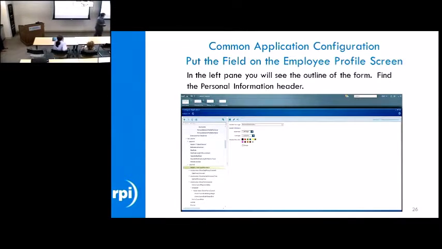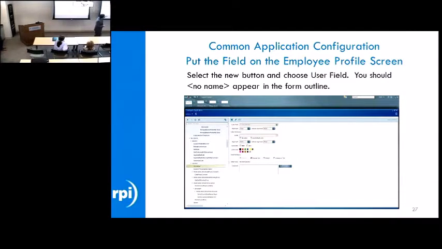So we know that we want to put it under the personal information header because that's what our requirement was. So we really have to look through here for what might be the personal information header. Well, it happens to say personal information, so we know that's it. So we find that header, we select the new button under that header and choose the user field.